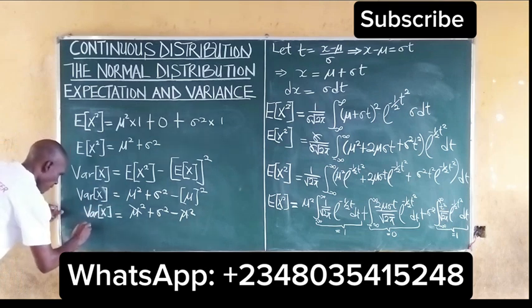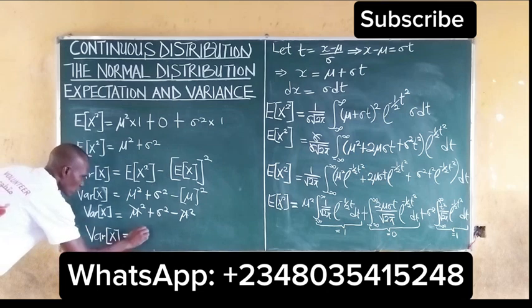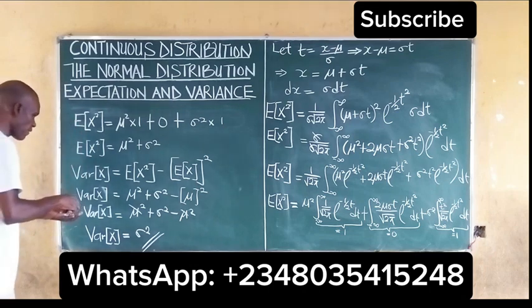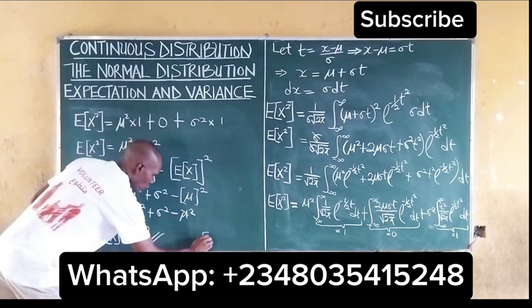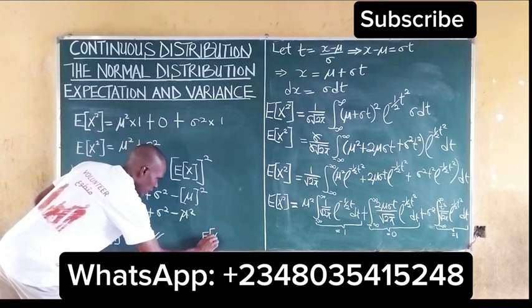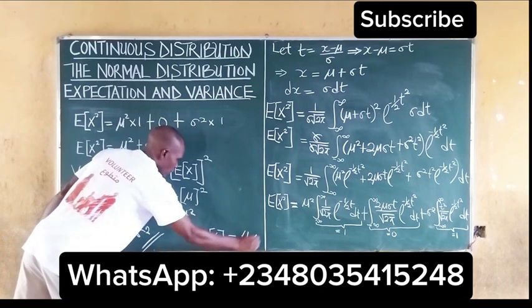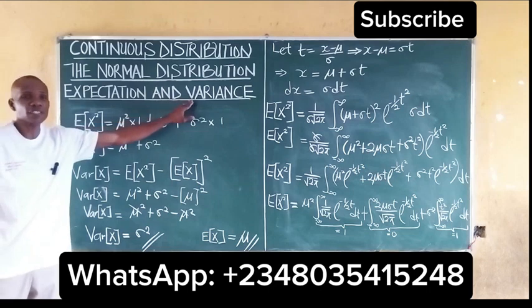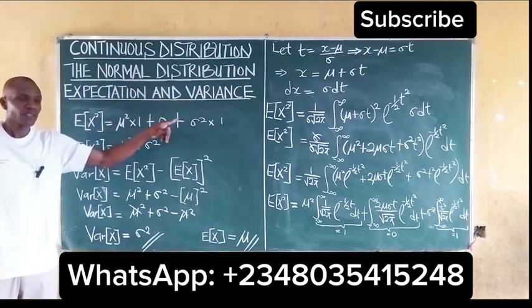It then means that our variance of x is equal to sigma squared. So we have the variance of x to be equal to sigma squared, and we also obtained that the expected value of x is equal to the mean mu. So this is how to obtain the expectation and variance for the continuous case of a normal distribution.